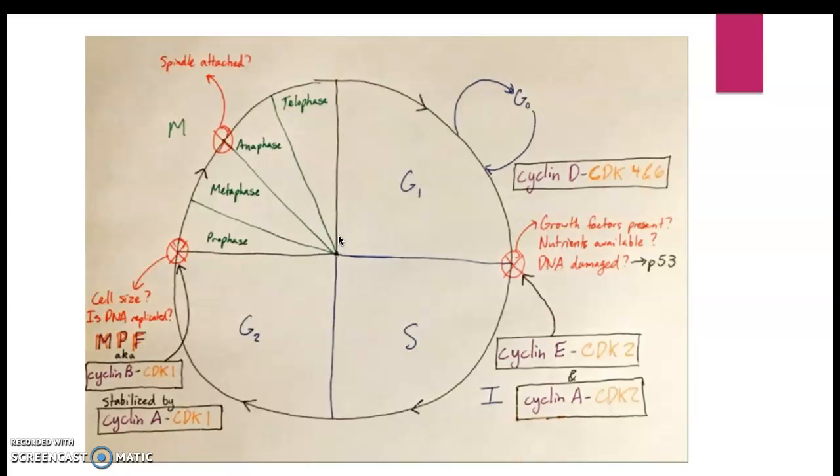So at these different checkpoints, there are different questions that the cell asks itself. If DNA is damaged, P53 can help with that. And it just has to check all the boxes, and that will help it move on to the next cycle.